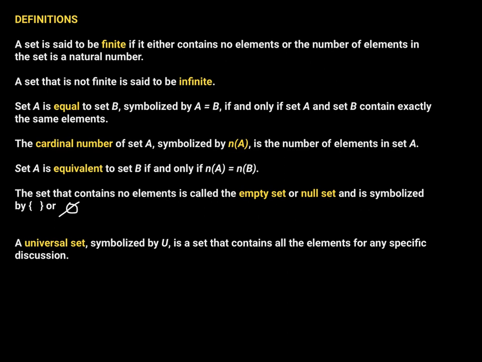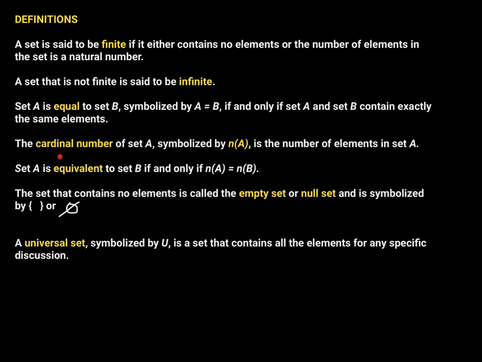A set that is not finite is said to be infinite. For example, the set of natural numbers or counting numbers. That's infinite because the list goes on and on, never stops. Okay, what does it mean for two sets to be equal? A set A is equal to set B, symbolized by A equals B, if and only if set A and set B contain exactly the same elements.